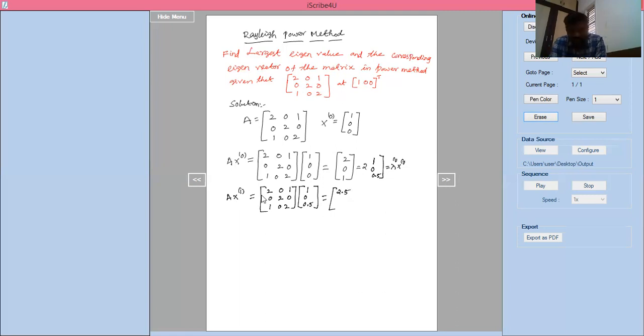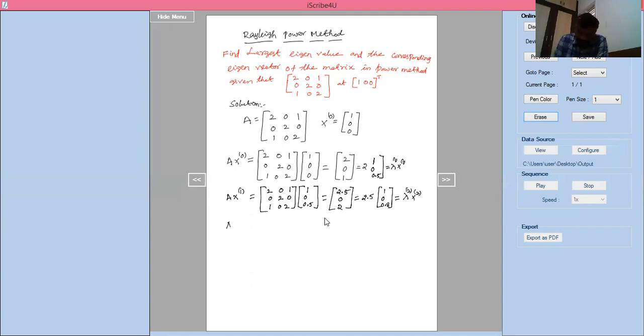Next, the second row with this column gives 0. Then the third row with this column: 1 into 1, 0 into 0, 2 into 0.5, that should be 2. Now I take 2.5 outside. We get 1, 0, and 2 divided by 2.5 is 0.8. This one I'll take as lambda 2 x2.